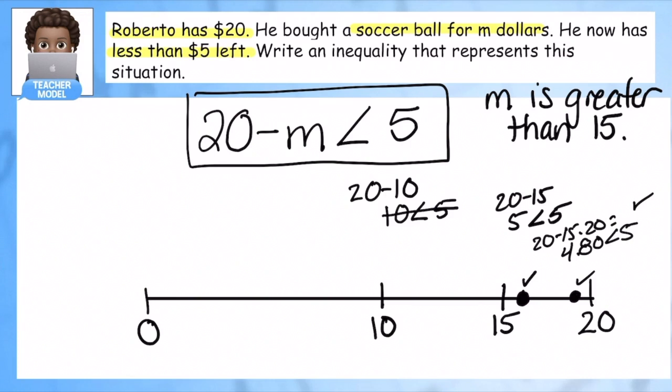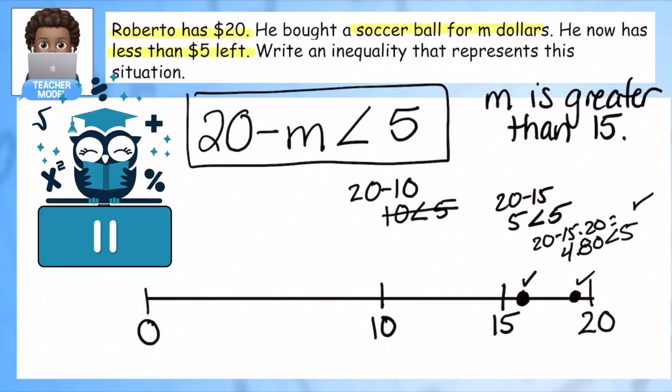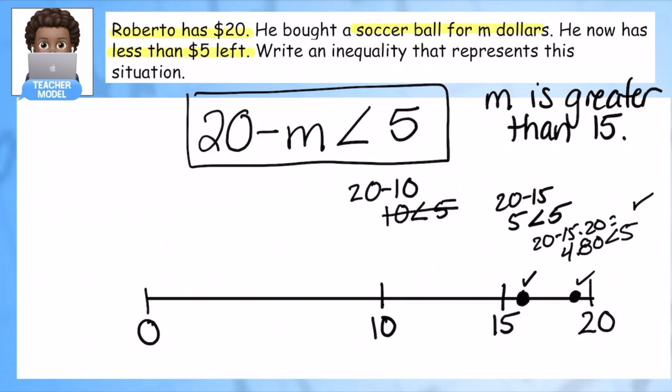So we're going to hit pause there, but we've written our inequality using the clues in the sentence. 20 minus m is less than 5. And we can start thinking about our number line to figure out, well, what numbers would make that true? All right, Math Marbles, let's hit pause so you can jot this down, and we're going to get some more practice with inequalities today.